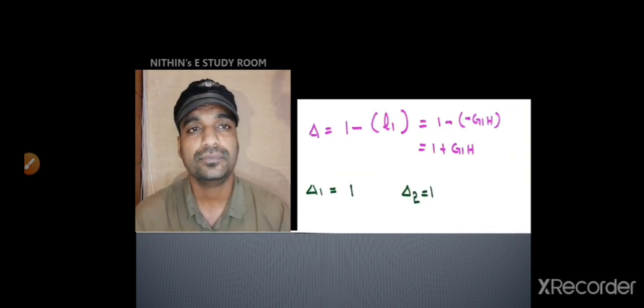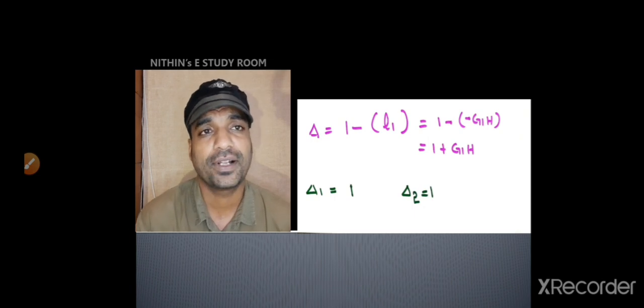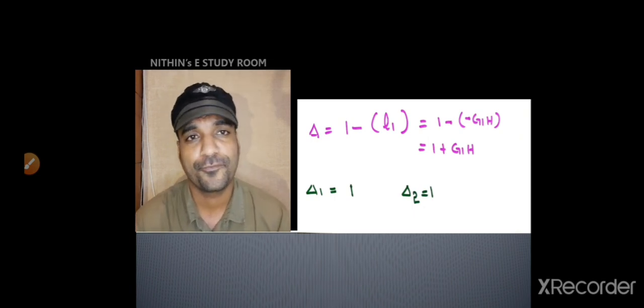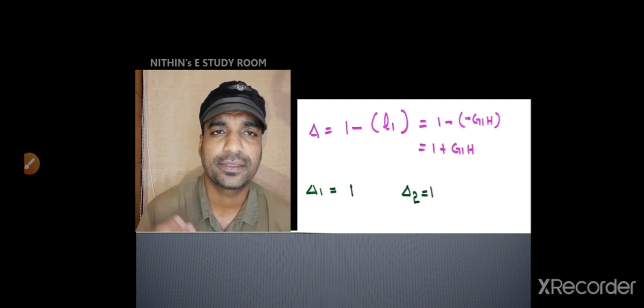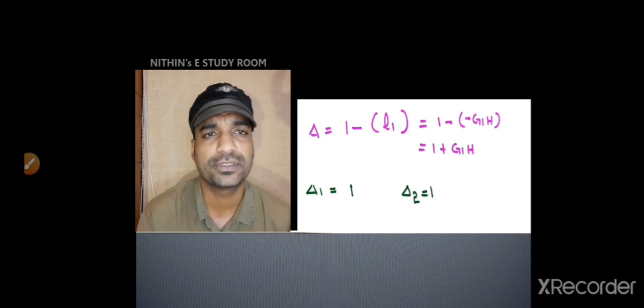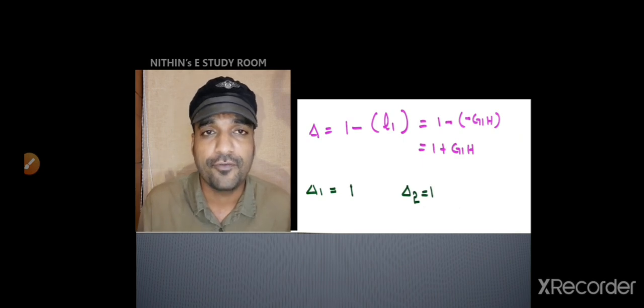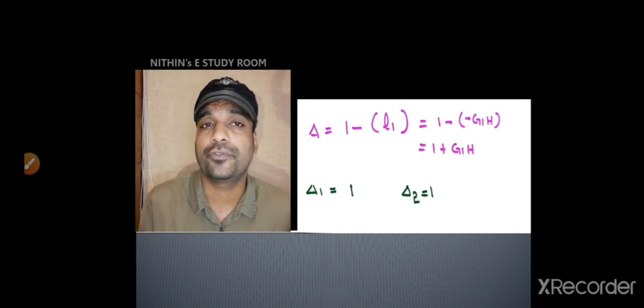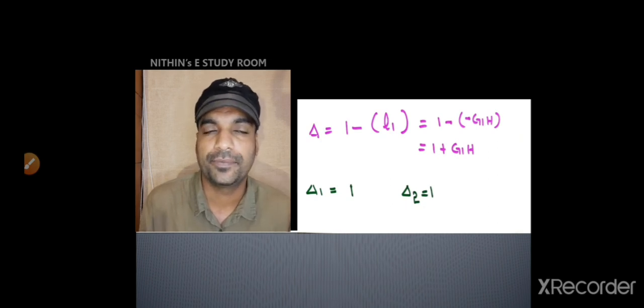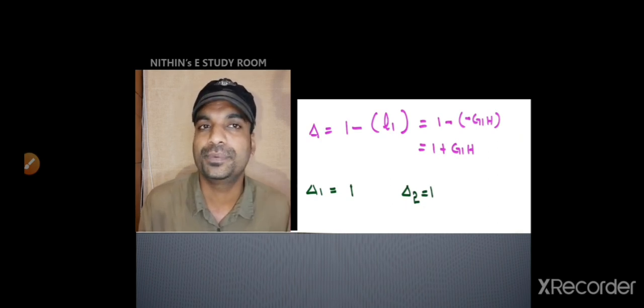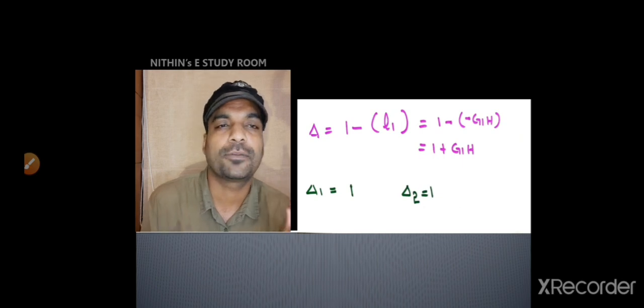Okay. So delta, what was the equation of delta? 1 minus, please remember, I have not written it here because it was discussed very clearly in the last class. What was the equation of delta? 1 minus the sum of individual loop gains. That is, if we have 3 loops, it will be 1 minus (L1 plus L2 plus L3).